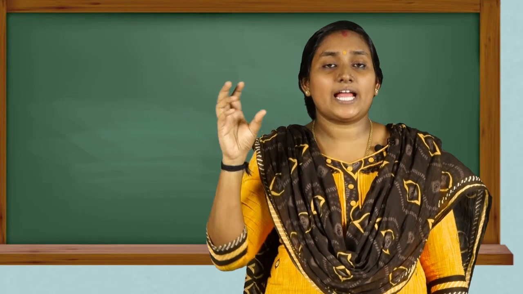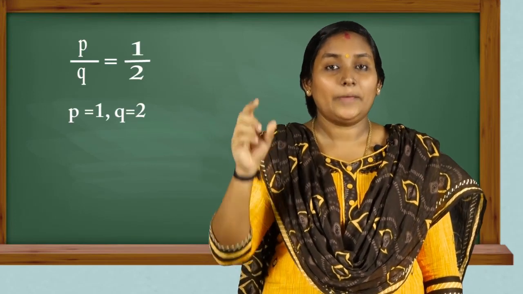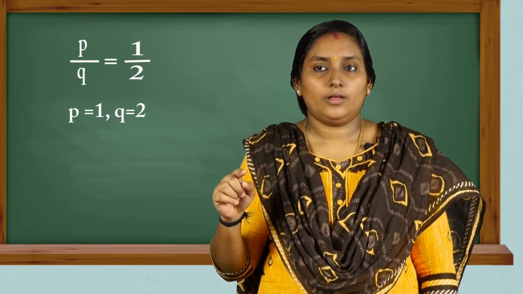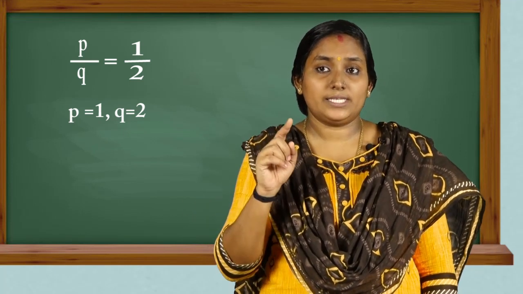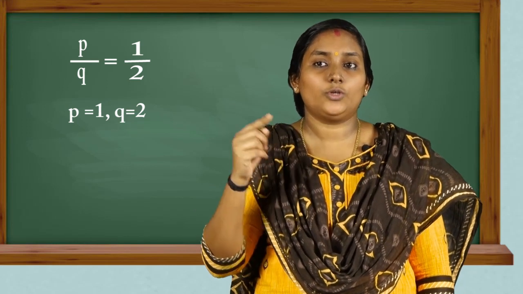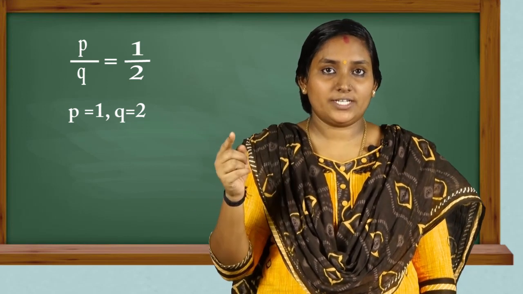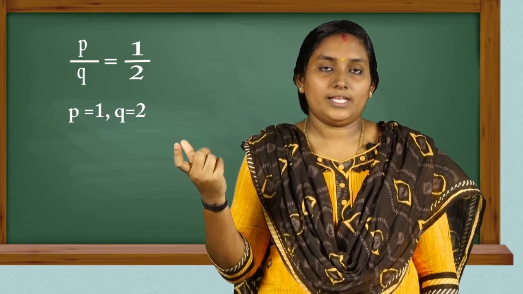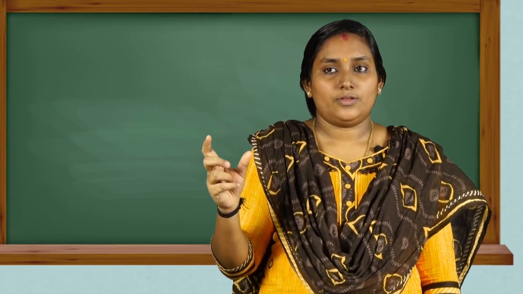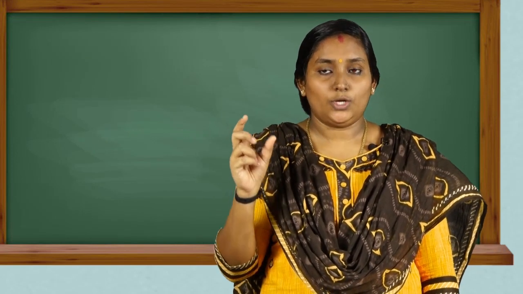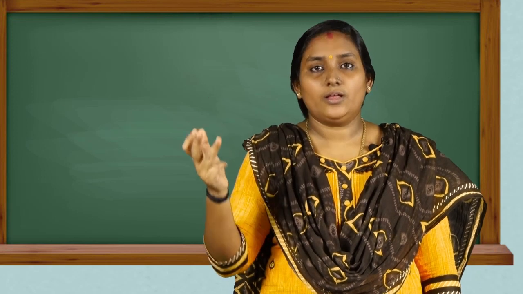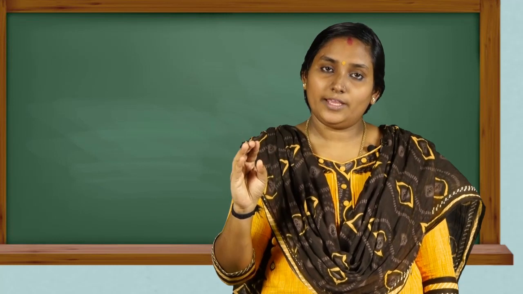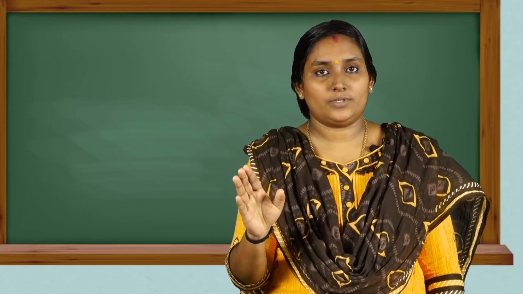We can describe the rational number as p by q. p by q is equal to 1 by 2. That means p is equal to 1 and q equals 2. It is a fraction and it can be converted into decimal form. It is a rational number. So the rational numbers include natural numbers, whole numbers, integers, fractions and decimals.